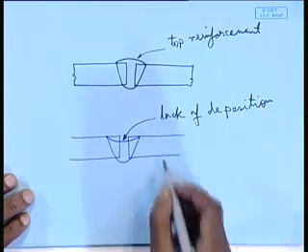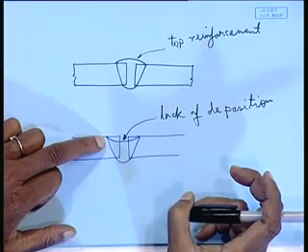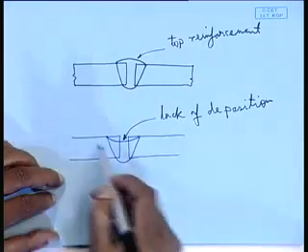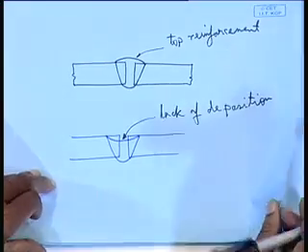Lack of deposition may happen because of improper weld parameters, like higher welding speed, or less melting rate of the electrode, which has led to improper deposition. Proper full deposition hasn't taken place. So, that is lack of deposition.